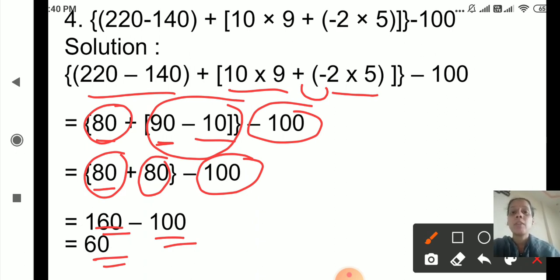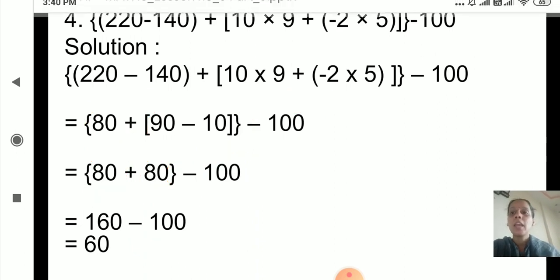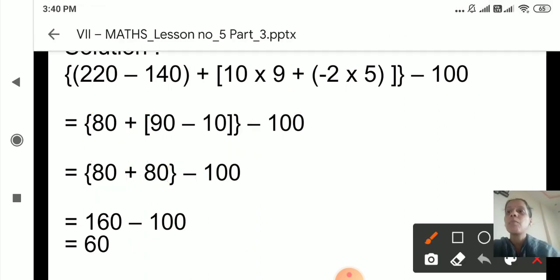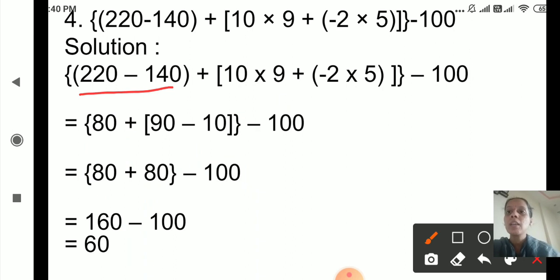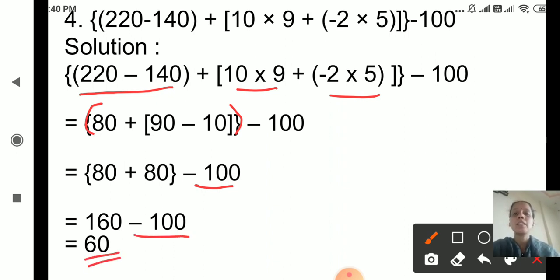So whenever brackets are given, first you will solve the brackets. If there are two brackets, you will solve the inner bracket first and then the outer bracket. Yes, in this sum also we did the same. First we have to solve the inner brackets, everything, and then we will solve the outer bracket, the last bracket. And only then can we do the addition or subtraction, whatever is given. Okay, hope you are clear with this. So the answer is 60.